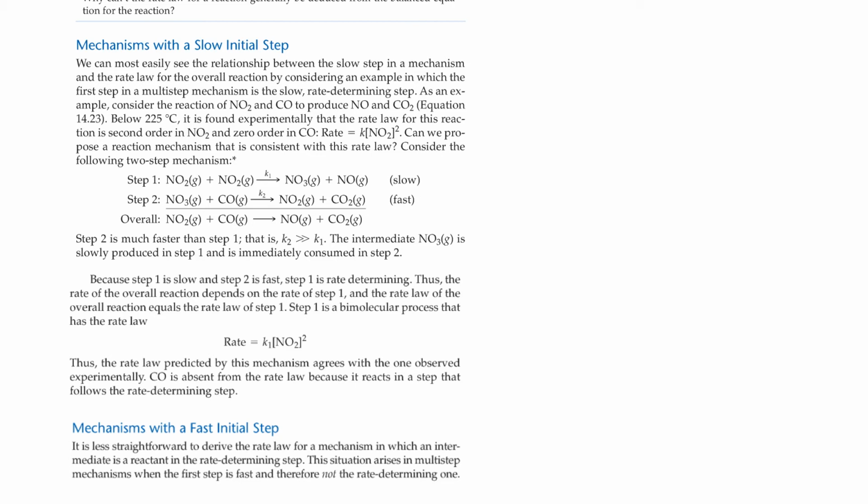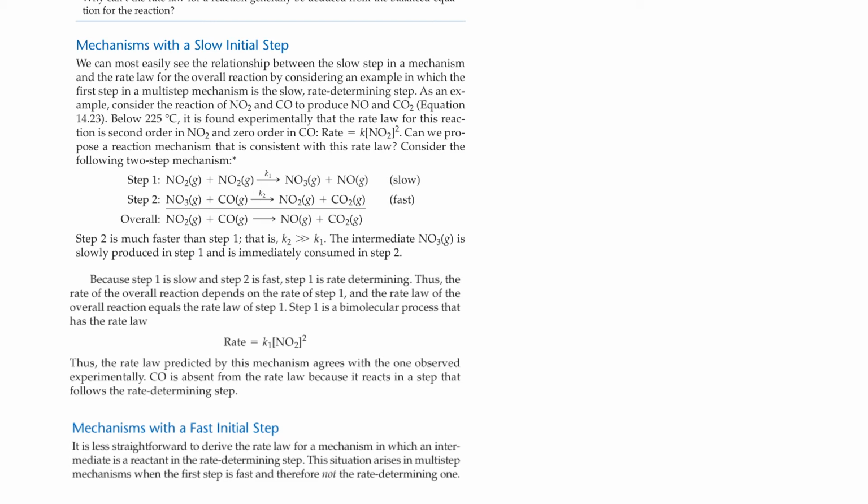Thus, the rate of the overall reaction depends upon the rate of step 1, and the rate law of the overall reaction equals the rate law of step 1. Step 1 is a bimolecular process that has the rate law k1[NO2]². Thus, the rate law predicted by this mechanism agrees with the one observed experimentally. Carbon monoxide is absent from the rate law because it reacts in a step that follows the rate-determining step.